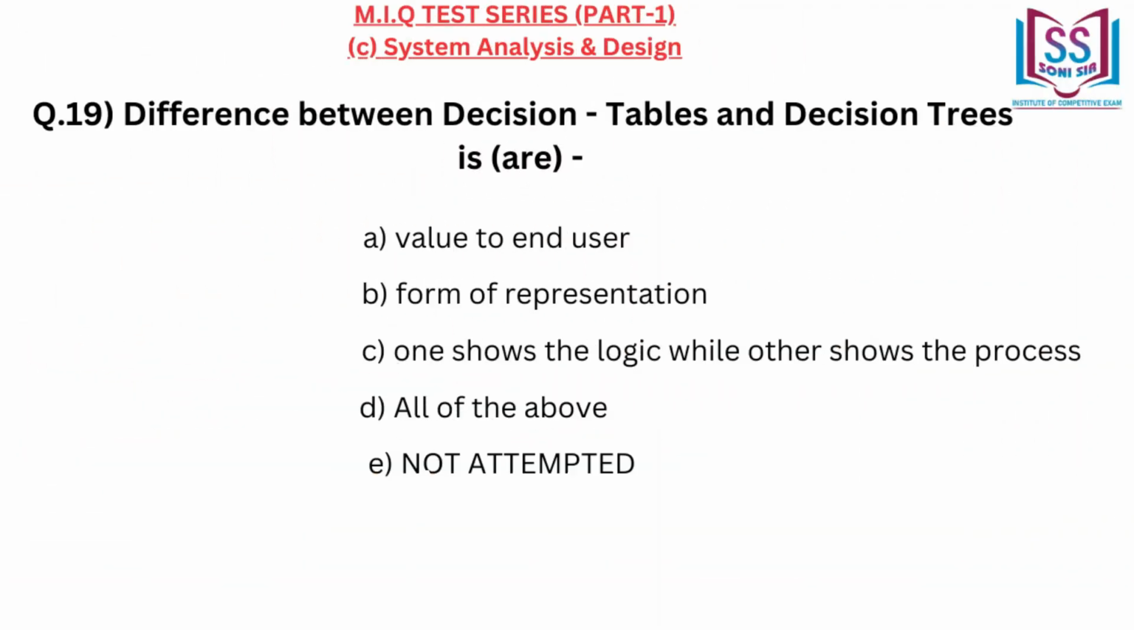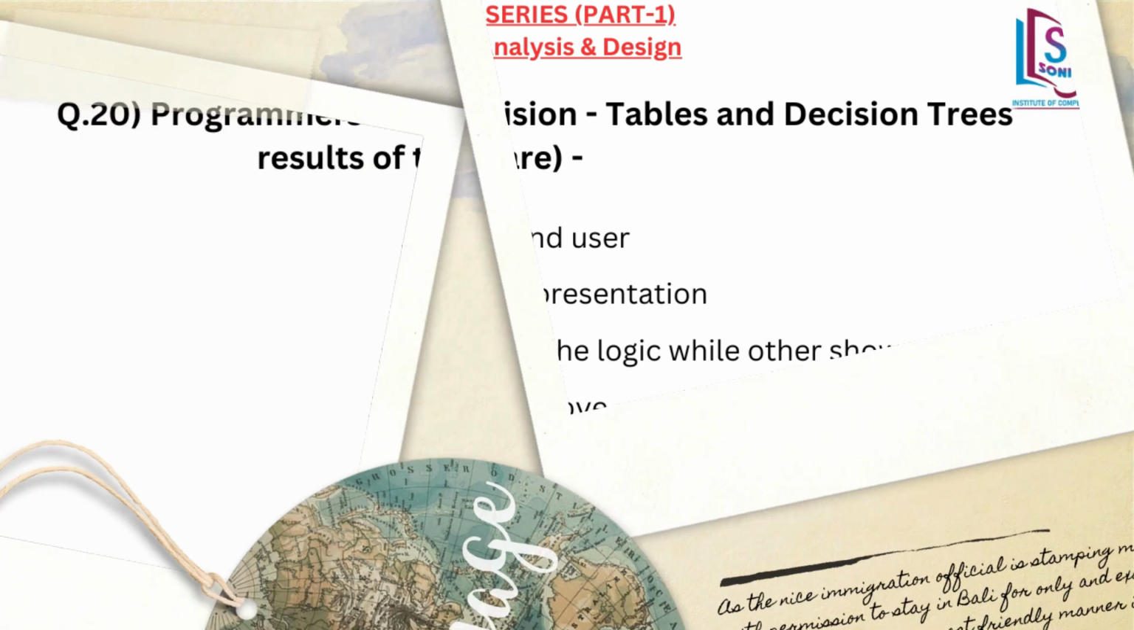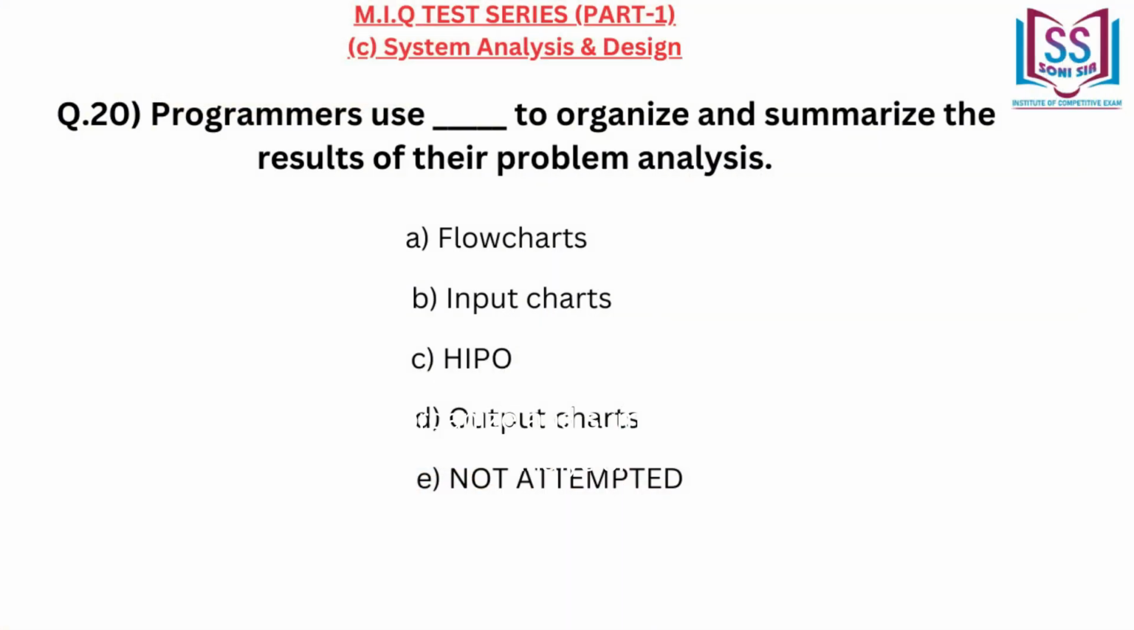Difference between decision tables and decision trees is A. Value to end user. B. Form of representation. C. One shows the logic while other shows the process. D. All of the above. Programmers use dash to organize and summarize the results of their problem analysis. A. Flowcharts. B. Input charts. C. Hypo. D. Output charts.